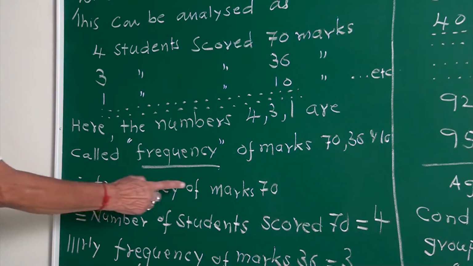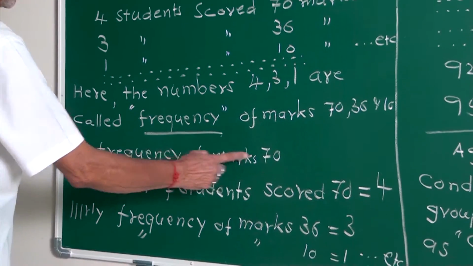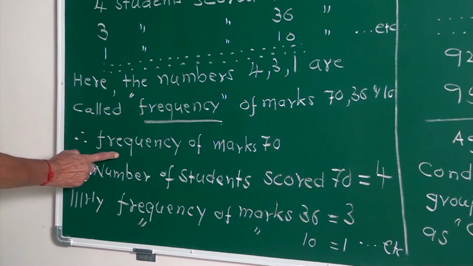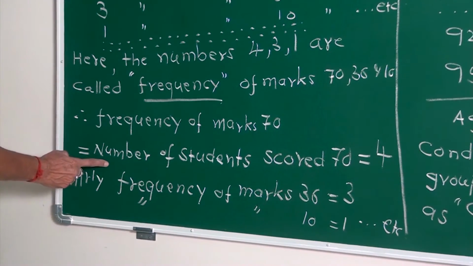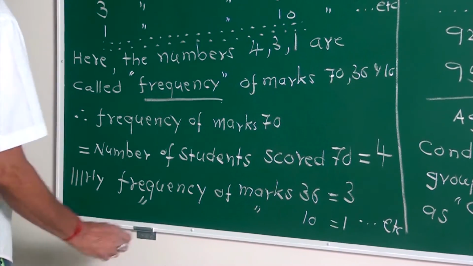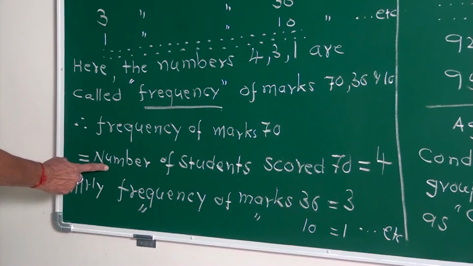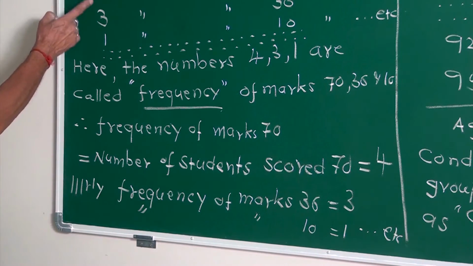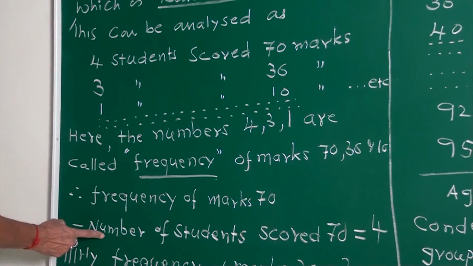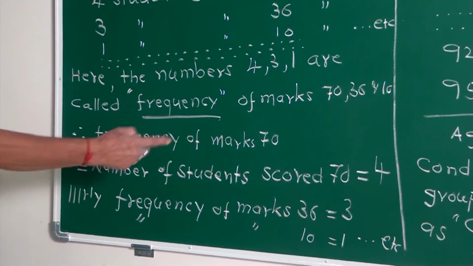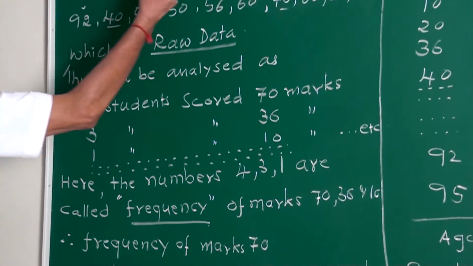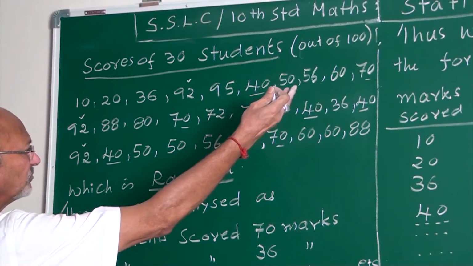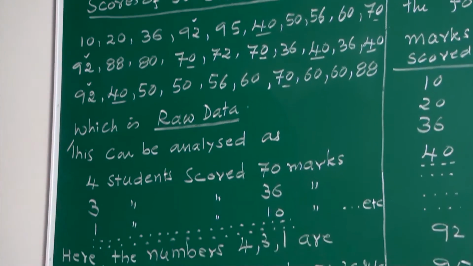Therefore, by definition, the frequency of marks 70 is the number of students who scored 70. How many are there? 4. Number of students who scored 36: 3. Who scored 10? 1. Who scored 20? You are going to write like that. 40, 50: you are going to write like this, my friends.